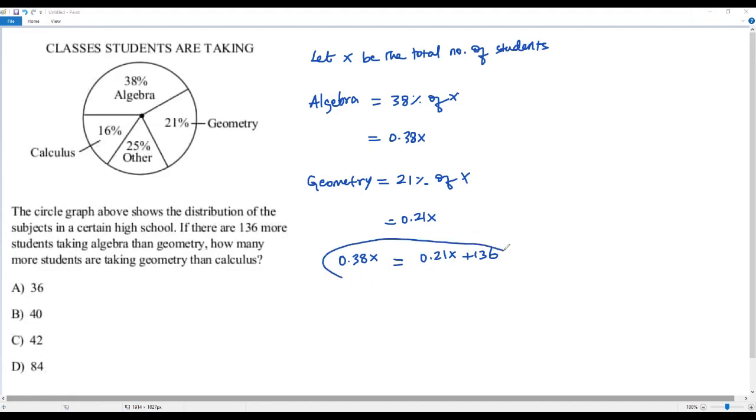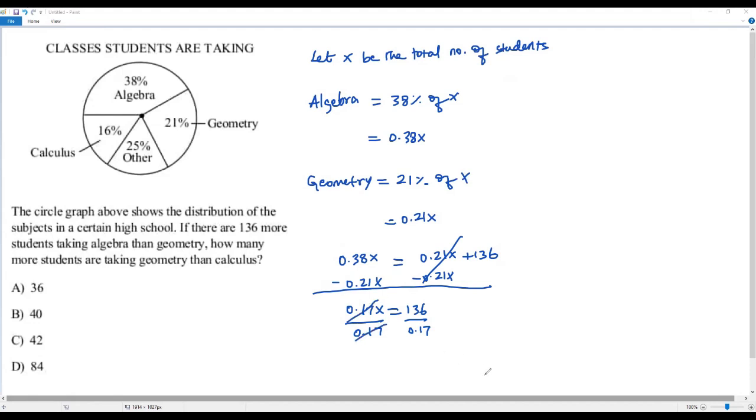Now we have to solve for X in this equation, which represents the total number of students. For that, let me subtract 0.21x from both sides of the equation. When I do so, the positive and negative values cancel out. Here, I am getting 0.17x. On the right side, we get 136. Now to solve for X, I divide both sides by 0.17. The 0.17 will cancel. X equals, when I divide 136 by 0.17, I am getting 800. That is, there are 800 students in total.